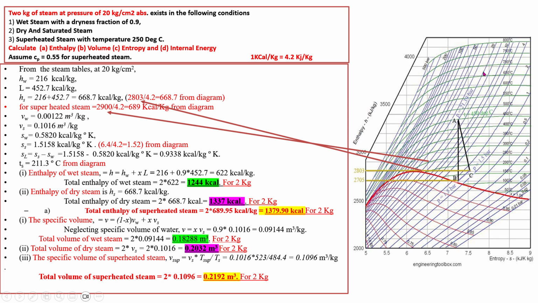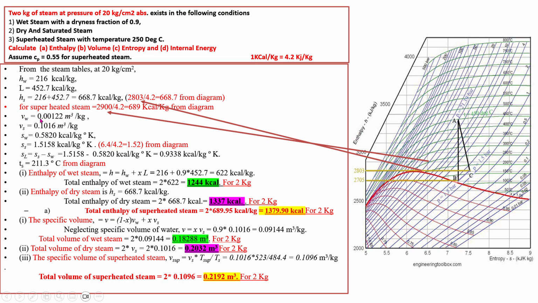Similarly, superheated steam, it is 250 degrees centigrade, 20 kg per centimeter square. If it is cutting here, you are getting 2900 divided by 4.2, that is equal to 689 kilocalorie per kg of steam. That is the superheated enthalpy, and that is called the saturated enthalpy.